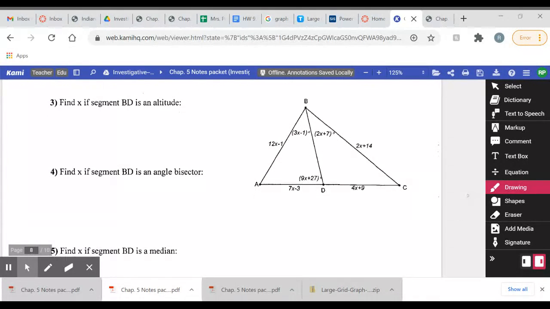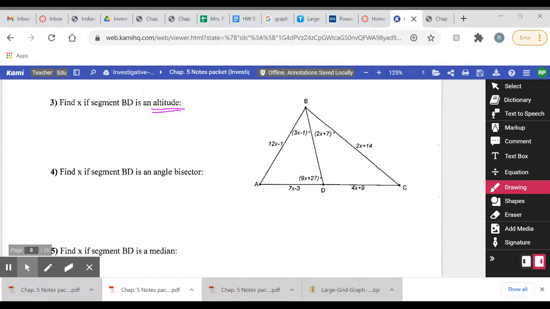Now on example 3, it says find x if segment BD is an altitude. So if you look at the picture, BD definitely doesn't look like an altitude, but it's telling me that it is. So I have to mark something on the picture based on it being an altitude and then use that to set up a true equation.